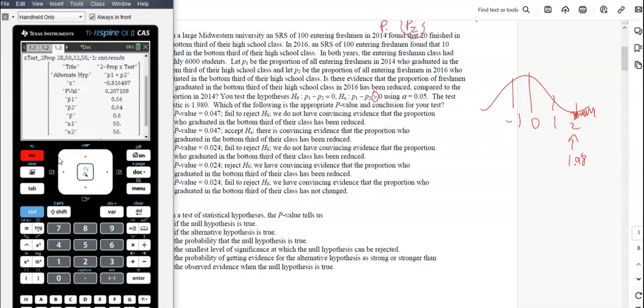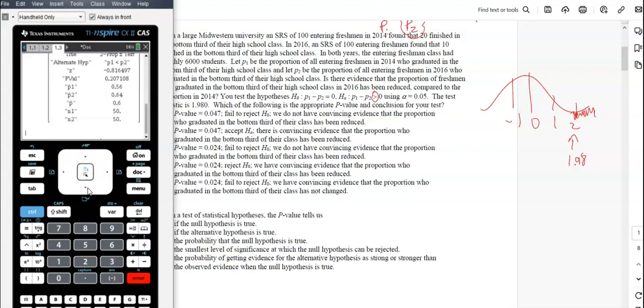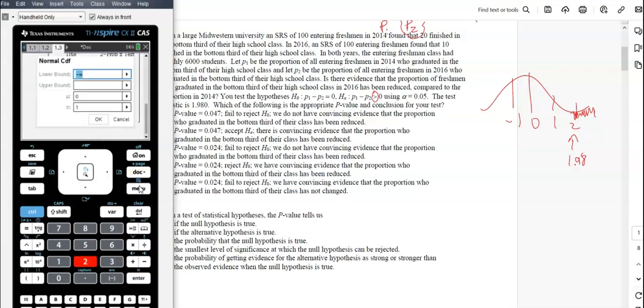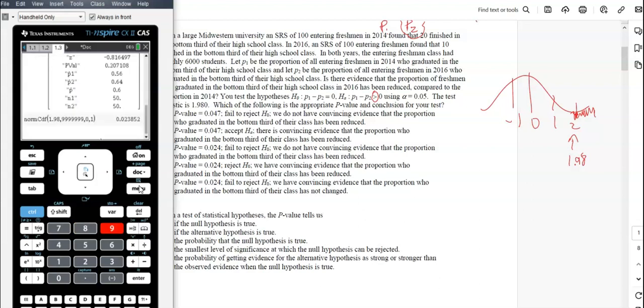Okay, so menu 652 is norm CDF. We want a lower bound of 1.98. These are Z values, and then an upper bound of infinity or a really big number. You can leave the default because it's a Z value there. And so we get 0.023. So a P value of 0.023.